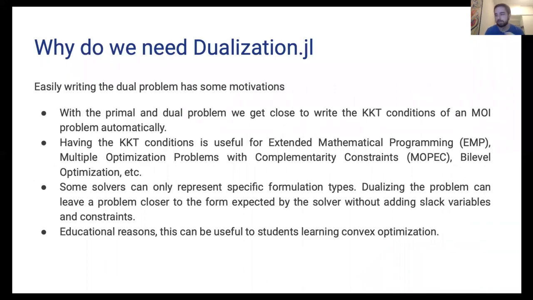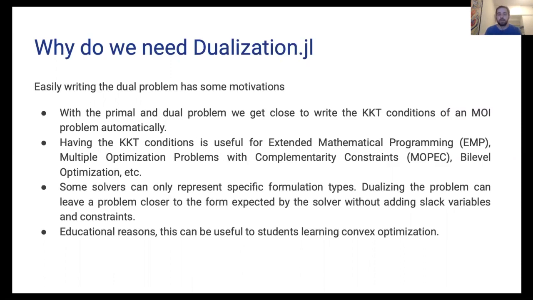During the project, I got asked a lot by colleagues, why do we need Dualization.jl? So here I list some of the main reasons. Easily writing the dual problem has some motivations. With the primal and dual problem, we get close to writing the KKT conditions of an MOI problem automatically, so we can derive a dual problem programmatically. This speeds up a lot of the research process, and it takes out the burden of having to write and derive all the dual formulations for problems, and then input them in JuMP manually.